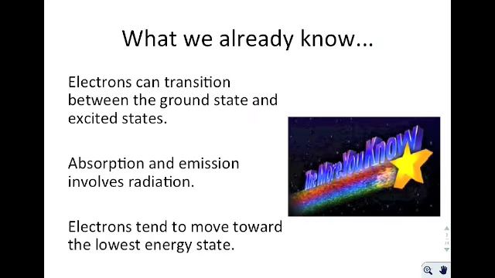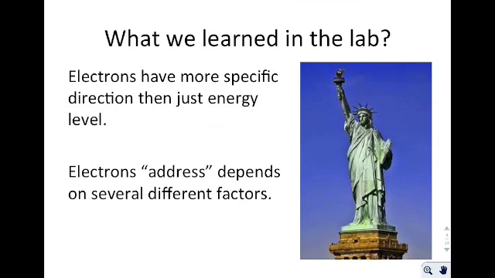So, here's what we know. Electrons can transition between the ground state and the excited state. We've talked about that several times. We also know that absorption and emission involve radiation, and that electrons tend to move towards the state of lowest energy, which we referred to as the ground state. Now, what we learned in the lab is that electrons have more specific direction than just energy level. Electrons have a specific, quote-unquote, address that depends on several different factors. In fact, we use the term quantum numbers to refer to the address of a particular electron.